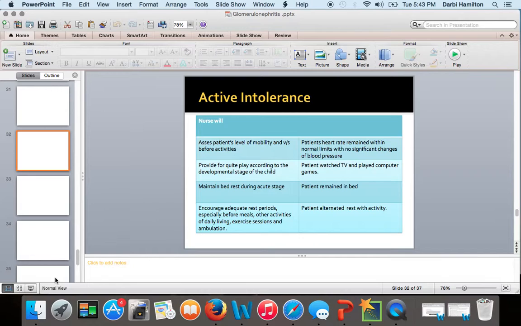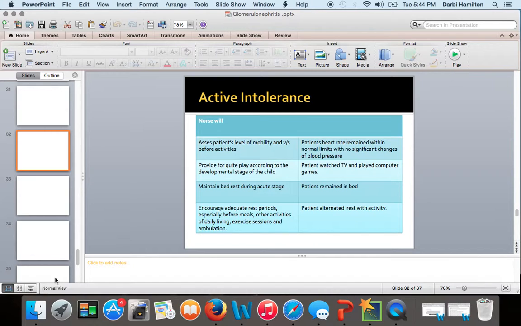Activity intolerance interventions: assess patient's level of mobility and vital signs before activities. This is to obtain a baseline for comparison at the end of activities. Patient response: patient heart rate remained within normal limits with no significant changes in blood pressure. Second intervention: provide quiet play according to developmental stage of the child. This helps to conserve energy. Patient's response: patient watched TV and played computer games.